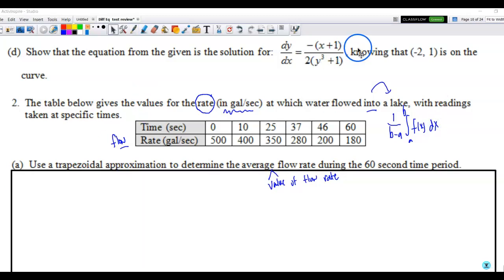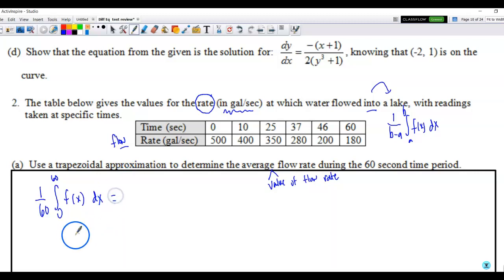So for this specific problem, since we're doing that for the 60-second time period, our 1 over b minus a would be 1 over 60. We're going to divide by 60 seconds, and we're going to accumulate. Now, so far they haven't given me the name of a function, so we'll call it f of x to represent our flow rate. We're going to accumulate from 0 seconds to 60 seconds, dx. So write up the calculus that you're doing, even though they asked us to do a trapezoidal approximation.